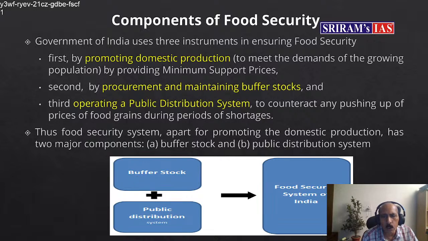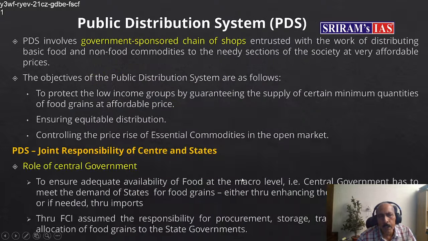That's why when we talk about food security, particularly in case of India, we are concerned with two important aspects. One is the public distribution system. The other is the buffer stock policy of the government. Therefore, as and when we talk about food security, we need to talk about the public distribution system and the buffer stock policy of the government. So this is the definition we are using as far as India is concerned.